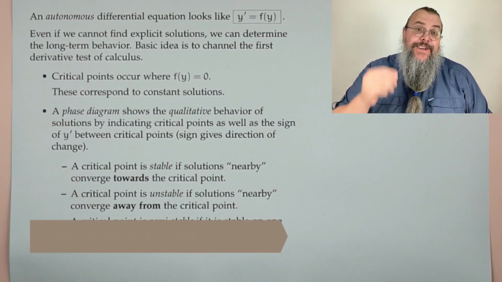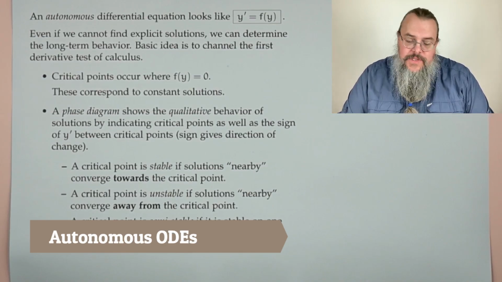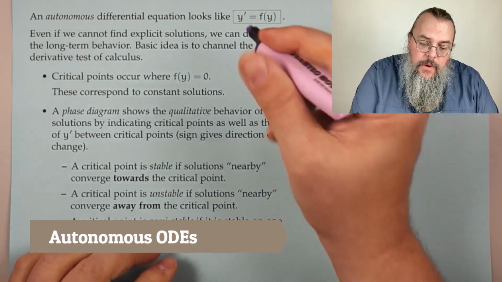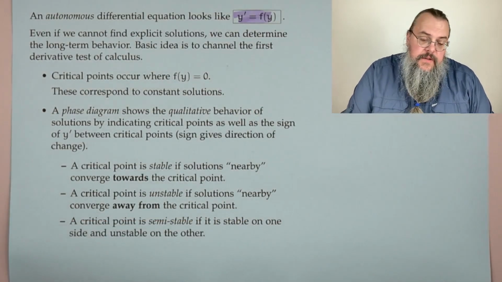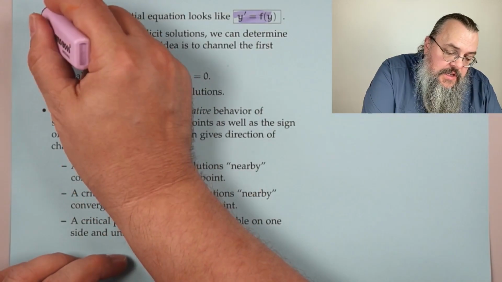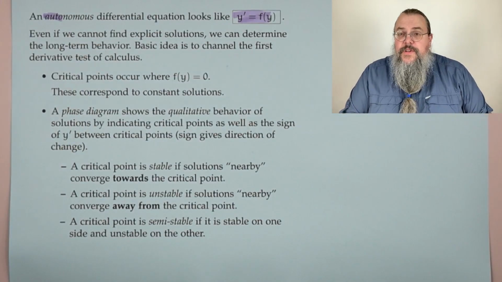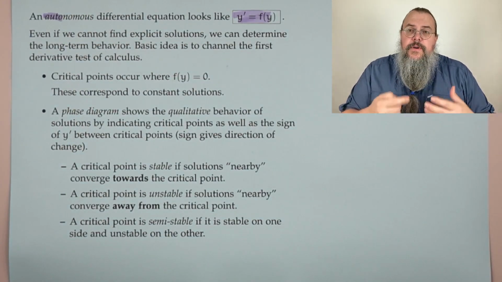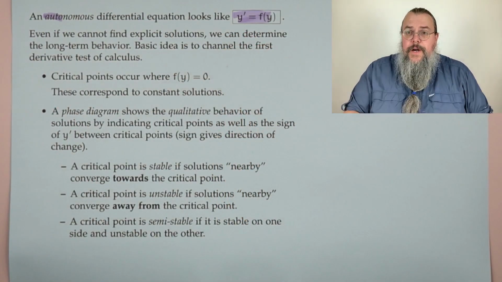Today we're going to talk about autonomous differential equations. Now, what are those? Well, they're a differential equation of the form y prime equals f of y. And if you think about the word autonomous, the key part here is auto, self. So it's a differential equation for y prime that is just in terms of its own variable, y.